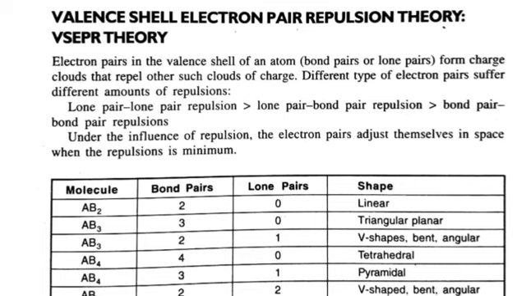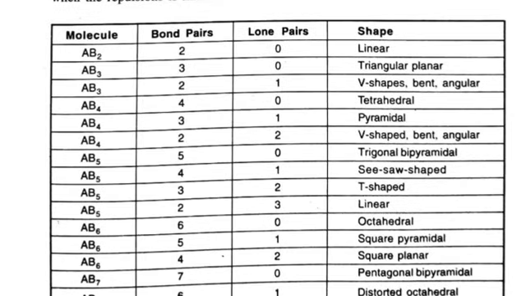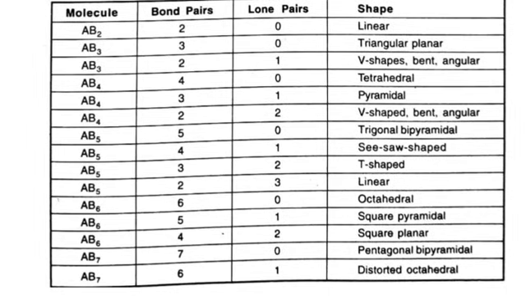If I talk about 3 bond pairs and 1 lone pair, then it will have a pyramidal shape. 4 bond pairs and 0 lone pairs, then a tetrahedral shape. 2 bond pairs and 2 lone pairs, then V-shaped, bent or angular. 5 bond pairs and 0 lone pairs, then a trigonal bipyramidal shape. Here the molecule type, bond pairs, lone pairs and the shape are represented. You can take a screenshot or write these in your notebook, showing how bond pairs and lone pairs give the prediction of the geometry and shape.